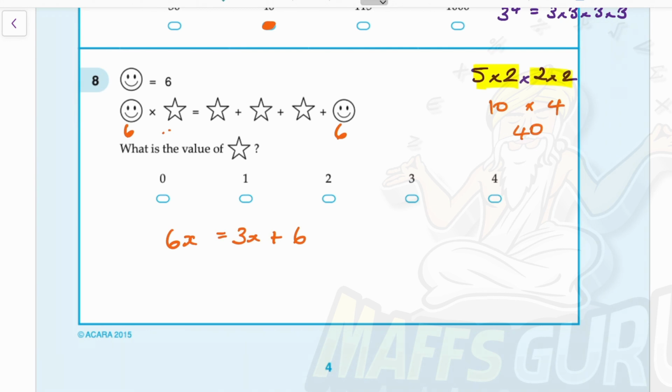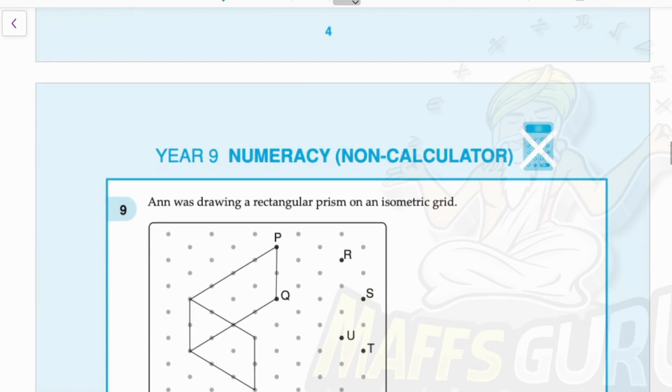Now that we have this in an equation, what do we need to do? We get the x's on the same side, so I'm going to subtract 3x from both sides, right, so that I've only got x's on one side. That obviously means that that's going to disappear to give me 3x is equal to 6. So x becomes equal to 2, because we're going to divide both sides by 3 to get rid of that times by 3 there. So x equals 2, otherwise known as the star equals 2.